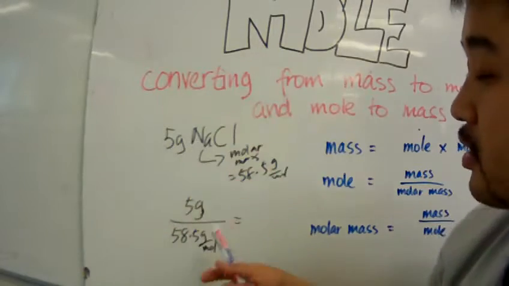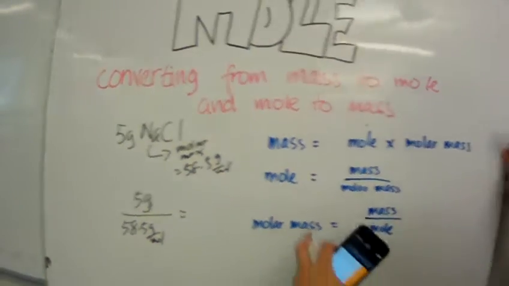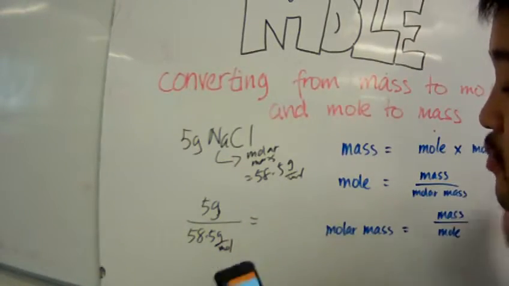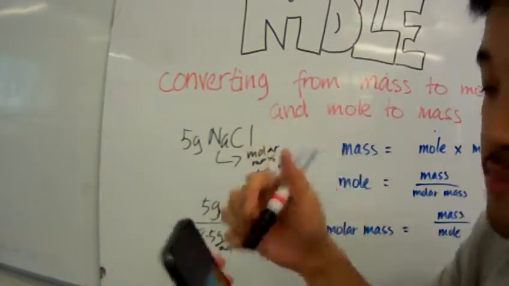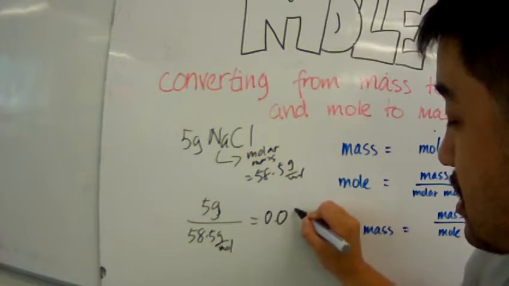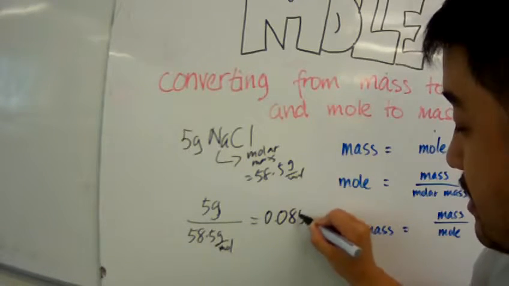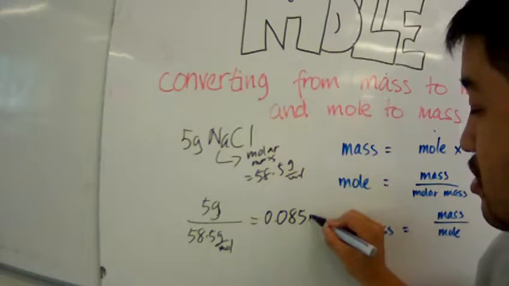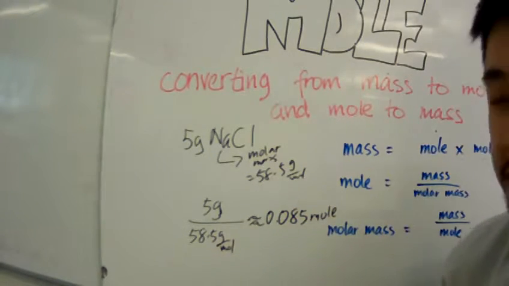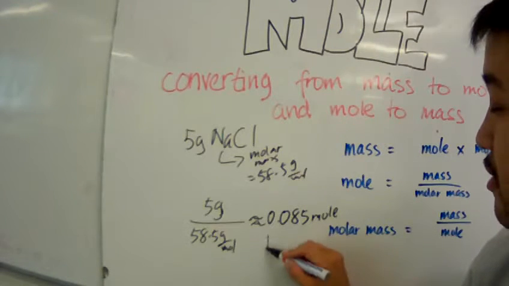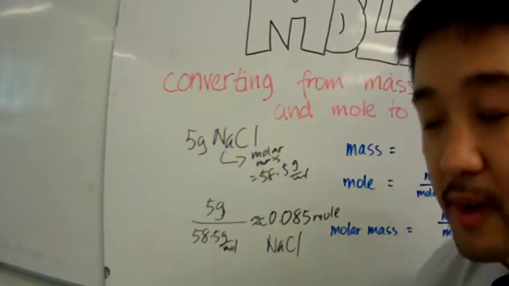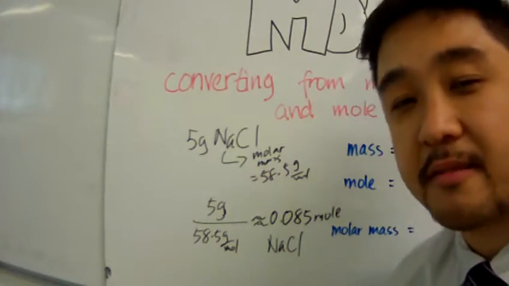So I took the equation here, because we're trying to figure out the moles: mass divided by molar mass, 5 divided by 58.5, and I punched it into my calculator, and it gives me 0.085, so approximately 0.085 moles of sodium chloride. So in every 5 grams of sodium chloride, I should have 0.085 moles.